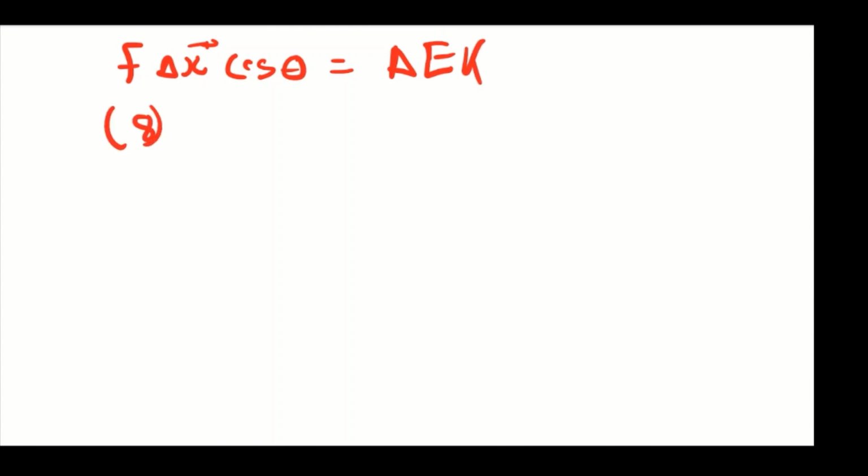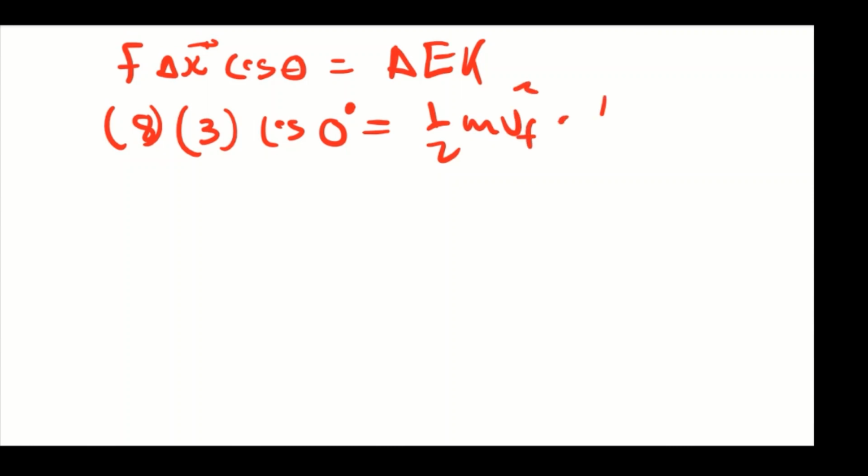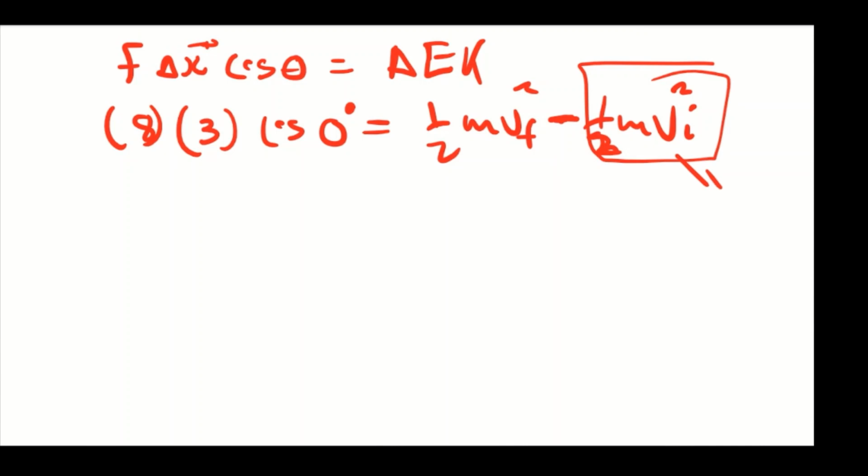So we have the force multiplied by distance, cos of theta, being equal to the change in kinetic energy, right? And the force, as I said, is 8 newtons. Distance is 3, cos of 0 degrees, being equal to half mv squared final minus half mv squared initial, right? So this is minus, this is half, so this is equal to 0.